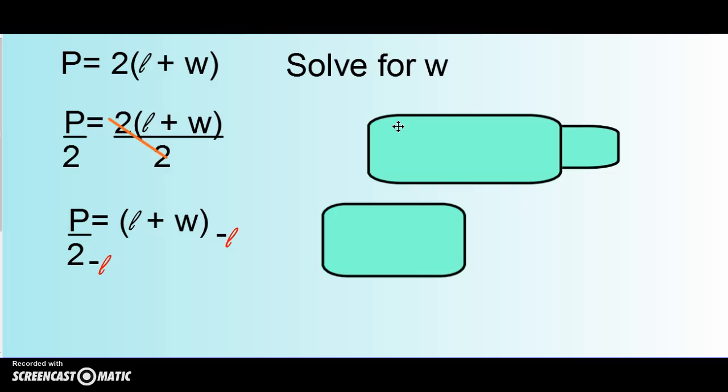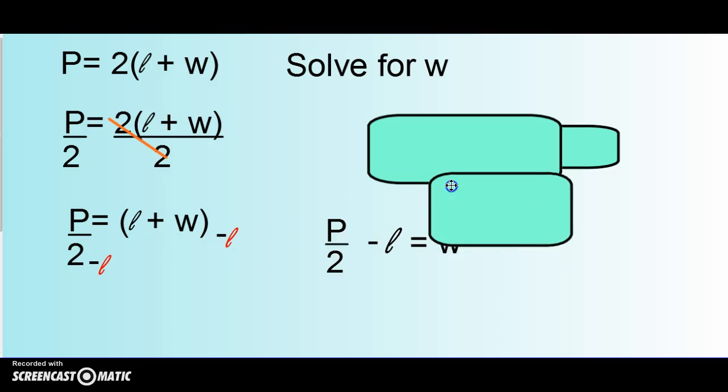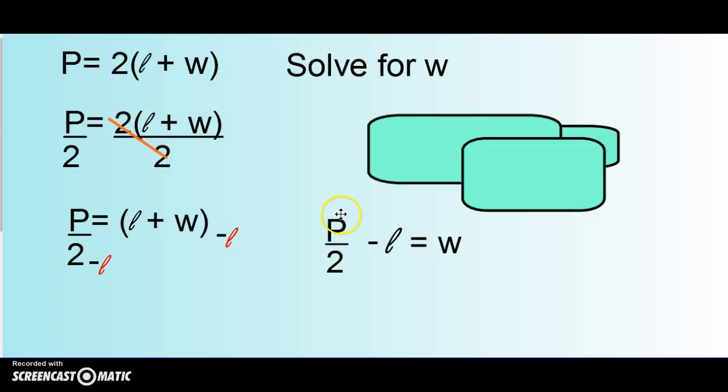So then you would say, now I still need to get W alone. So I'm going to subtract by length on the left if you've subtracted by length on the right. And so your final answer would be perimeter first divided by 2. Subtract the length, and then you'd get the width. And that's it.